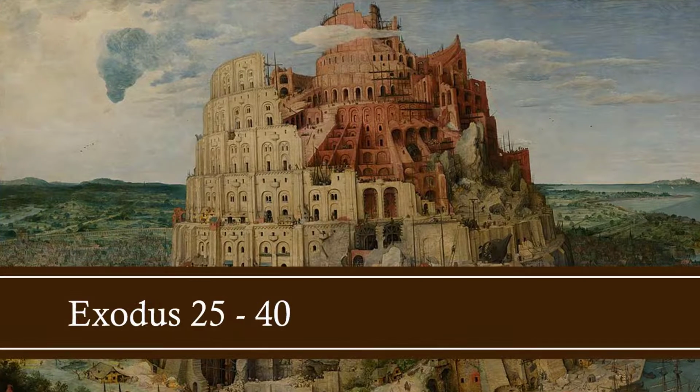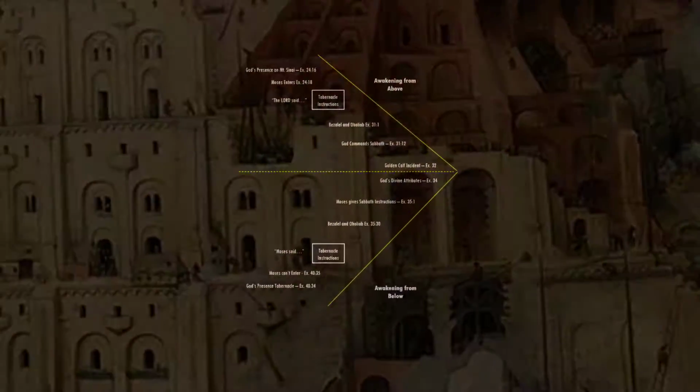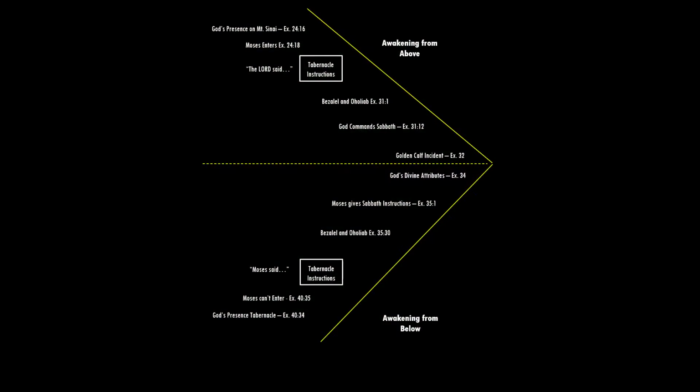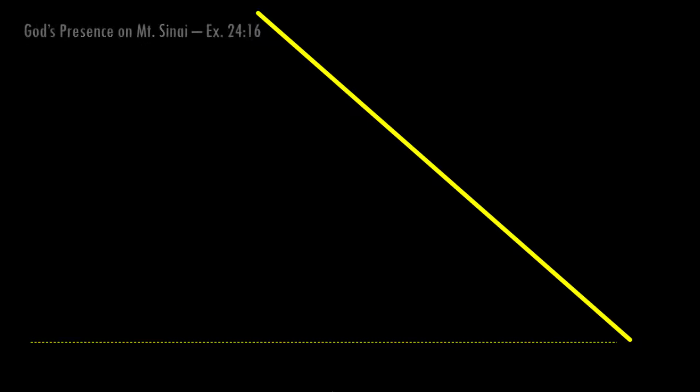So it looks like this. It has obviously the shape here. There's the chiastic structure shape. And what it's going to do is it's going to start and end both with the presence of God on Mount Sinai and Moses in the presence of God on Mount Sinai.